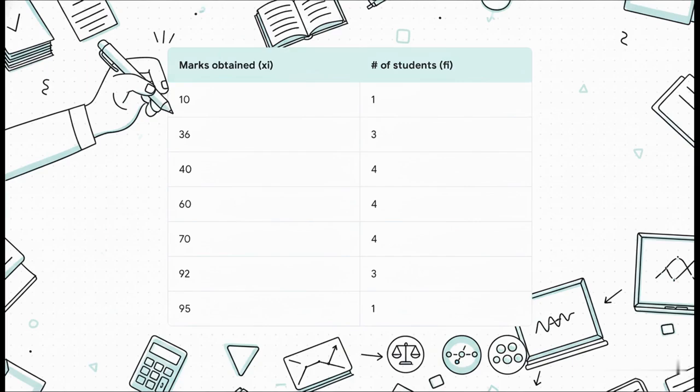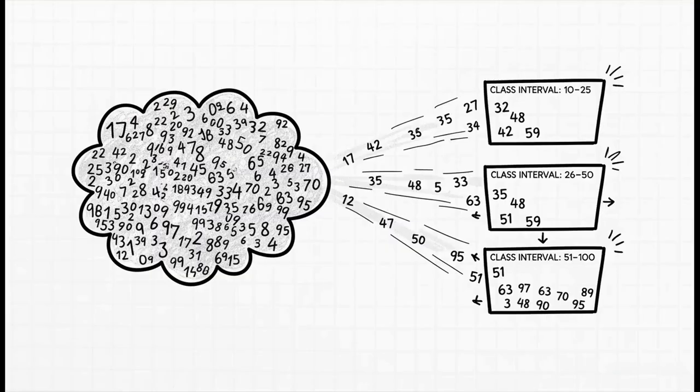You can see a 10 over here, a 95 there, a couple of 40s, but what does it really tell you about how the class did as a whole? It's tough to say from this alone. So the very first move is to bring some order to this chaos. And we do that by grouping the scores into ranges, or what statisticians like to call class intervals.